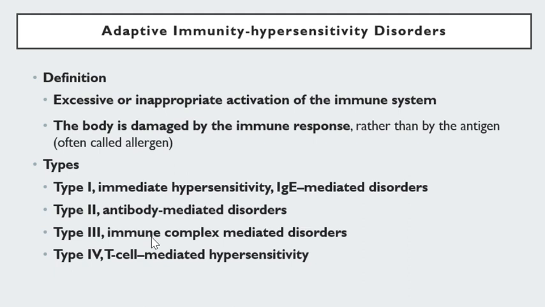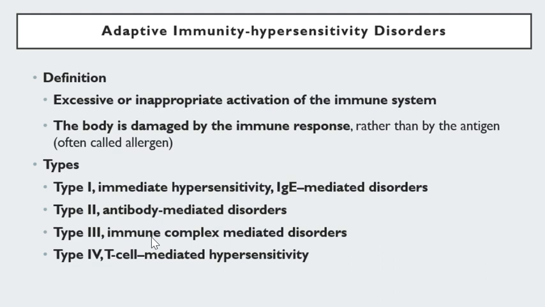So then we have all these hypersensitivity disorders. These are excessive or inappropriate activation of the immune system. This is stuff like allergies, right? Like if you have a pollen allergy or an allergic response to peanuts or whatever it might be, these are hypersensitivity disorders. This is your immune system causing problems, even though the antigen it's responding to is not bad, right? And so this causes damage to the body by the immune responses rather than the antigen itself. And so there's different types. There's type 1, 2, 3, and 4.